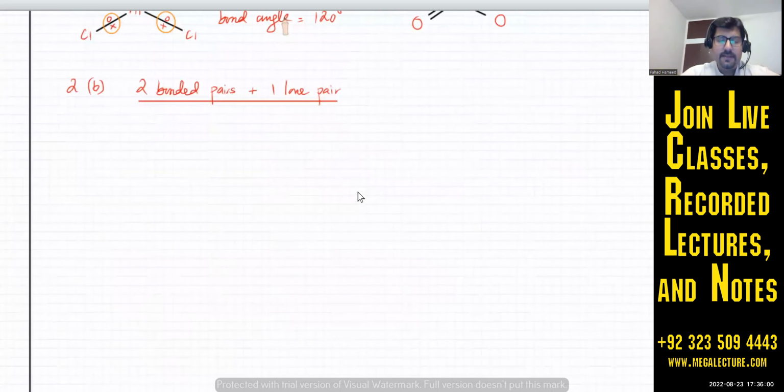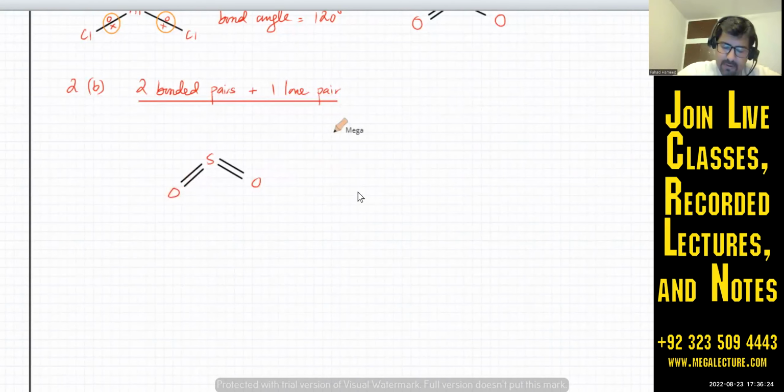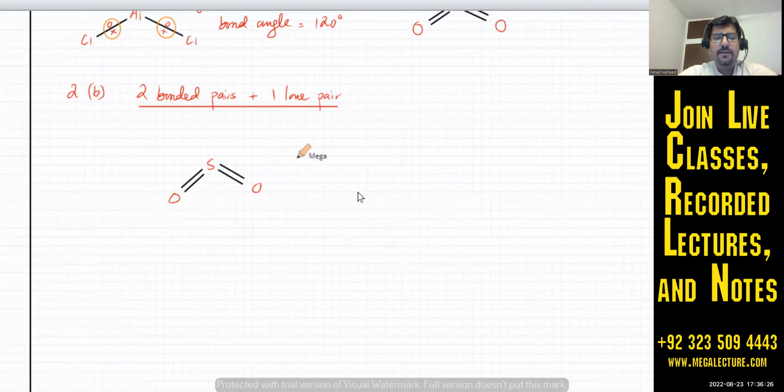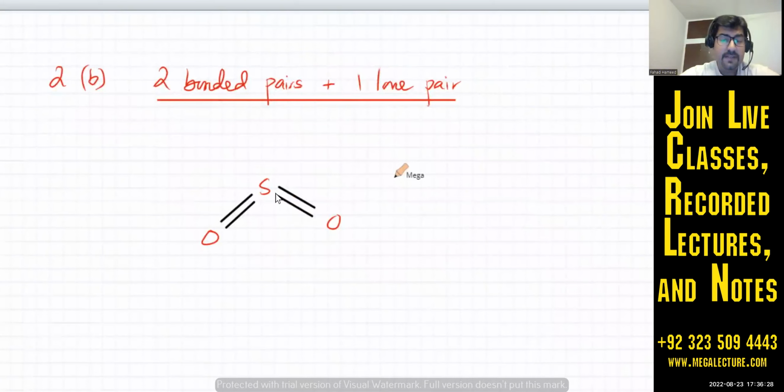What happens in this scenario? One example is sulfur dioxide. In sulfur dioxide you've got sulfur making double bonds with oxygen. That's the bonding of sulfur in sulfur dioxide. It's making 2 double bonds. Are there any other electrons left in the valence shell of sulfur?